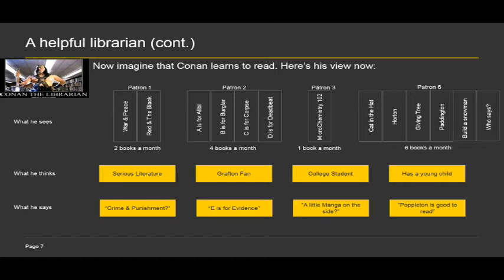And our heavy reader is getting children's books. Not only does Conan have a much better sense of what people might want to read, making his recommendations dramatically better, we're talking personalization here, but he can even guess things about the people. He can see that one patron is a college student and that another has a young child.